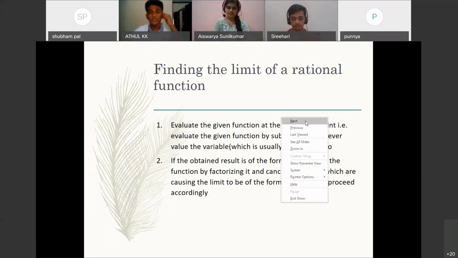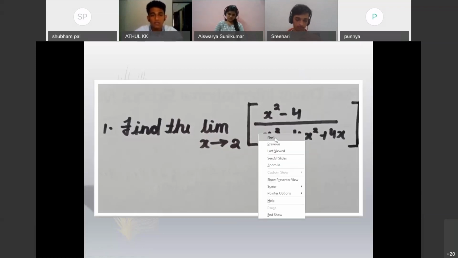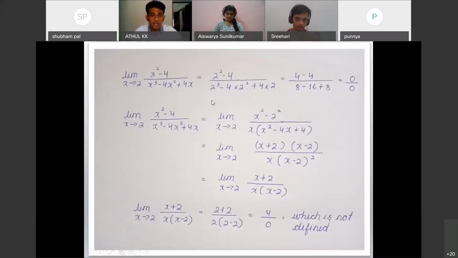Now we'll move on to the first question. All of you, please take a piece of paper and write it down. Find the limit as x tends to 2 of x square minus 4 by x cube minus 4x square plus 4x. Now it is very clear that the function given is a rational function. So we go forward with the first step I said before, which is we substitute whatever value x is tending to. So in this case, we substitute.